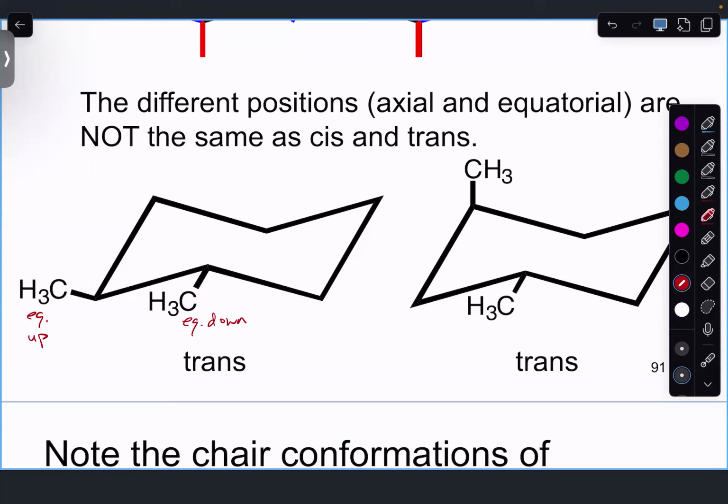Cis and trans has to do with the up-down thing. This methyl group is going above the plane of the ring, while this methyl is going below the plane of the ring. They are going opposite directions from one another. And that is the definition of trans. Despite the fact that they are both equatorials, they are trans to each other. The cis-trans has to do with the up-down thing, not the axial-equatorial thing. Look at the other one.